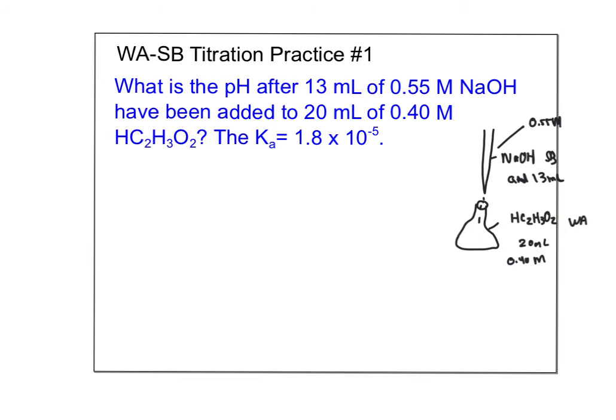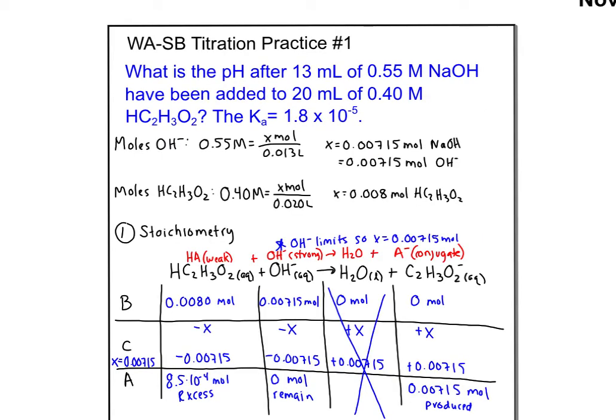So let's solve out this problem. So my first thing is we have to figure out where we are on the graph. So we need to find how many moles of OH- have been added and how many moles of the acid are in the flask to start. So I have 0.55 molar of the NaOH, and I added 13 milliliters, so 0.013 liters. I crisscross multiply. That's 0.00715 moles of NaOH, which is the same as the moles of OH- because it's 1 to 1. For my acid, I started with 0.4 molar, and it started with just 20 mL, so 0.02 liters, crisscross, and so I have 0.008 moles of that weak acid.